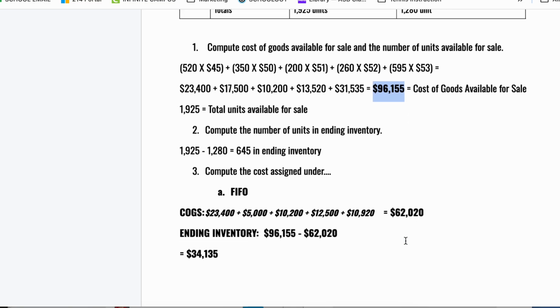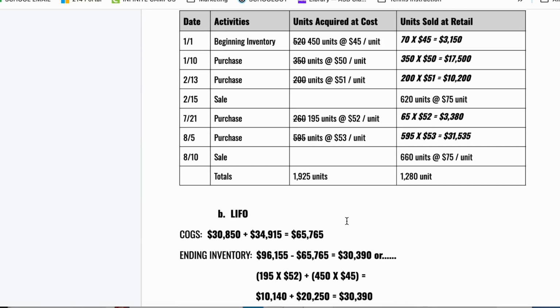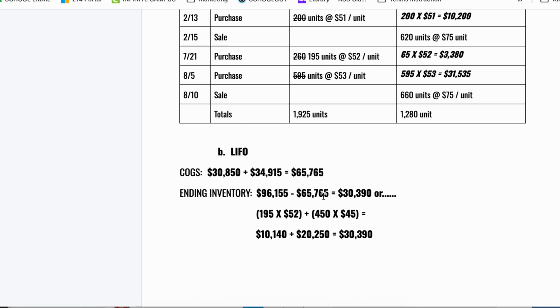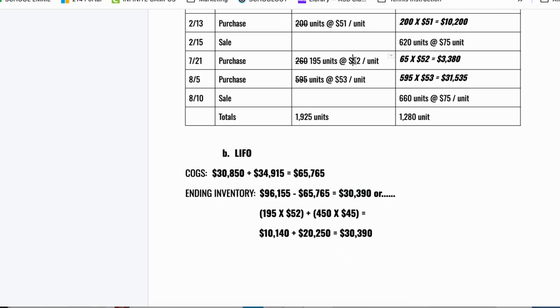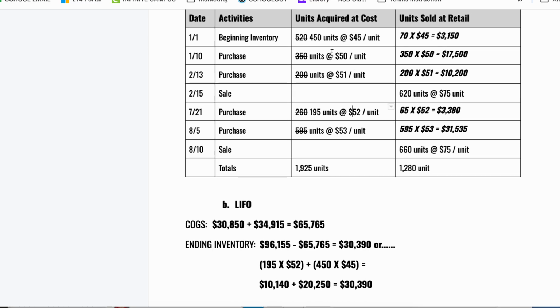My total cost of goods available for sale, which is all of this multiplied by each other, minus my cost of goods sold, which is this right here. That'll give me my ending inventory of 30,390. Or I can just multiply 195 times 52 plus 450 times 45. Whatever is quicker for you. And that would also give me 30,390 for my ending inventory.